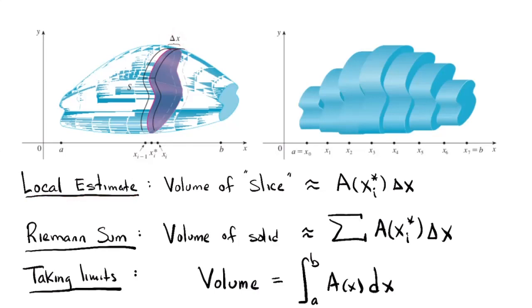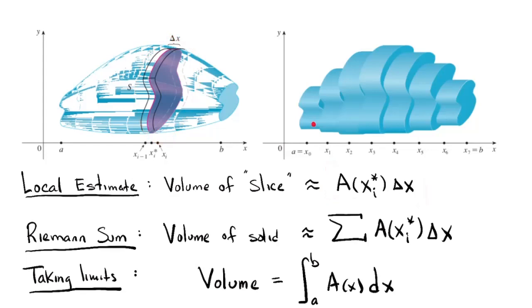So the volume of that slice, that purple region, would just be the area at, say, the sample point x_i star, times the thickness, because the thickness would be like the height of the cylindrical shell. It's the width in the orientation that we're looking at it. So this is the purple volume.